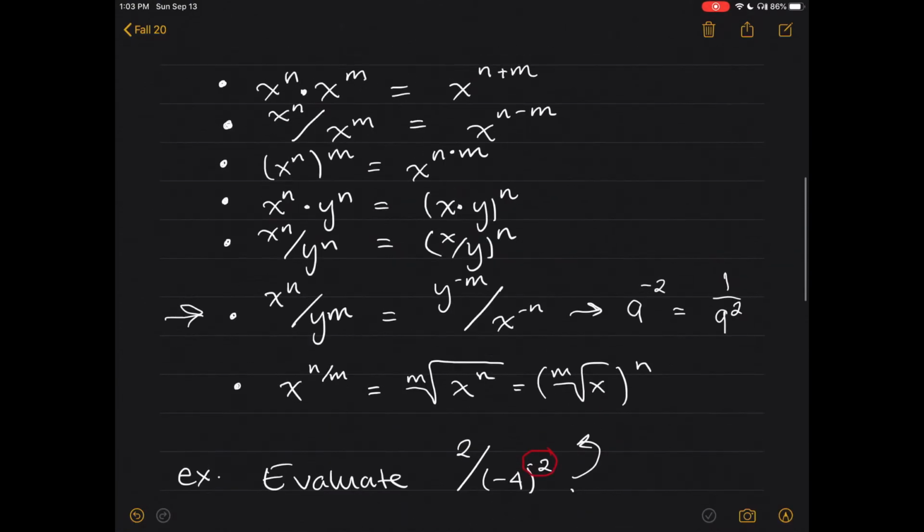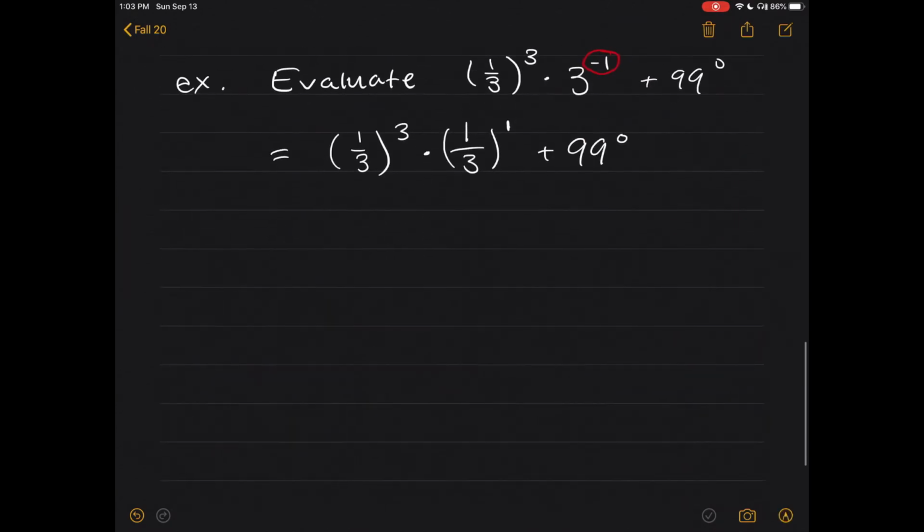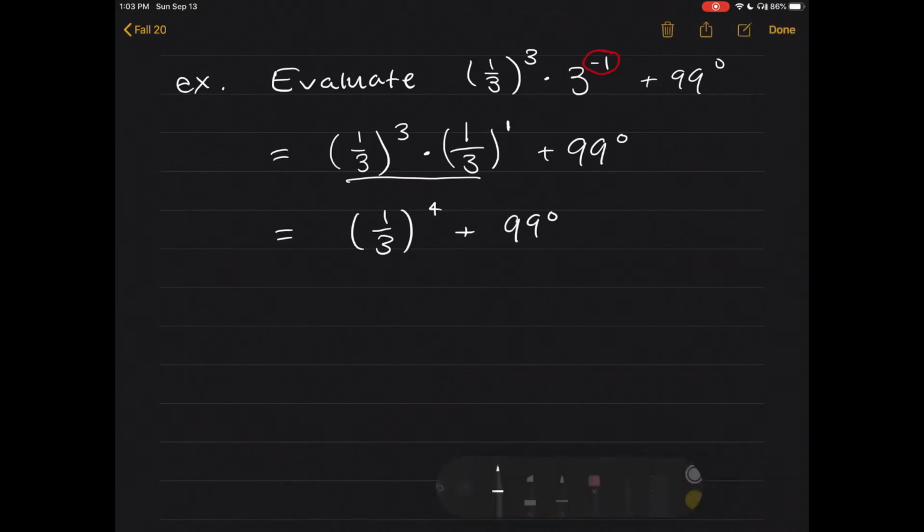Now we can use, because we have the same base, this rule here, and we can combine these two. So this becomes 1/3 to the 3 plus 1 is 4, plus 99 to the 0. Cool. This 99 to the 0 is really starting to bug me. So I'm going to go, yes, I remember. Even though it's 99, and that's a weird number, it's to the 0 power. And any number to the 0 power is just 1. So I'm going to write 1/3 to the 4th plus 1.